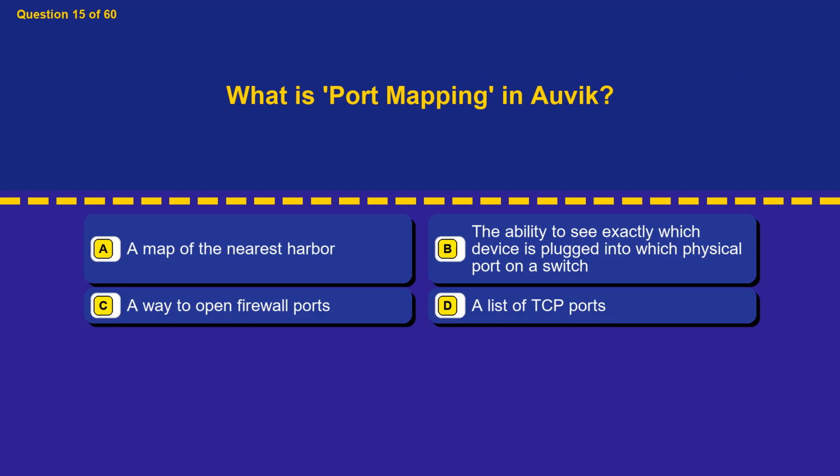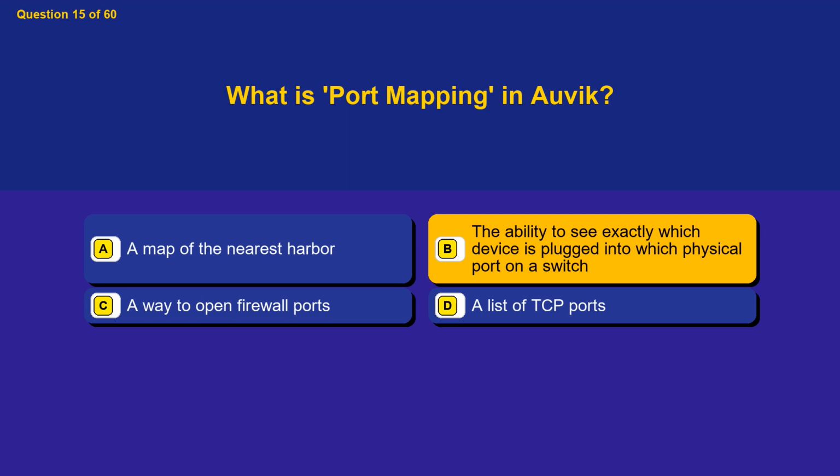Question 15. What is port mapping in Auvik? Option A. A map of the nearest harbor. Option B. The ability to see exactly which device is plugged into which physical port on a switch. Option C. A way to open firewall ports. Option D. A list of TCP ports.